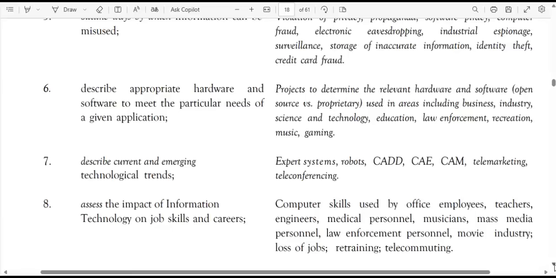Now we're going to look at describing current and emerging technological trends. Examples of current and emerging technological trends today are expert systems, robots, CADD, CAE, telemarketing, and teleconferencing. Now let's look at what is an expert system. An expert system is a type of computer program that mimics the decision-making abilities of a human expert.